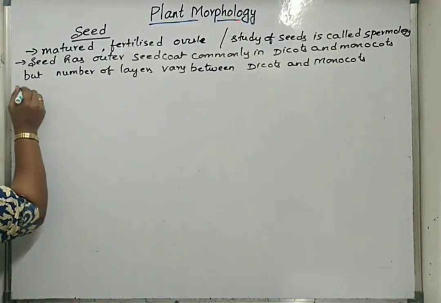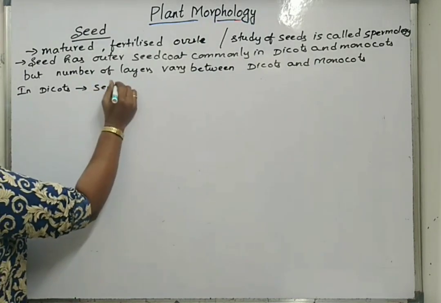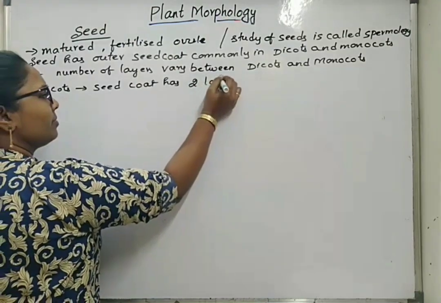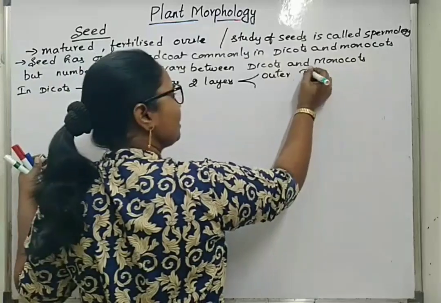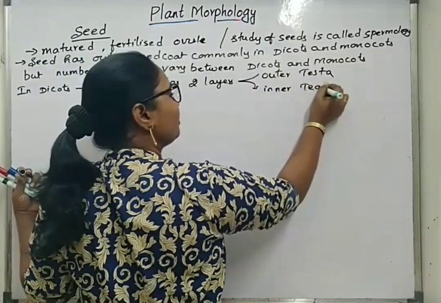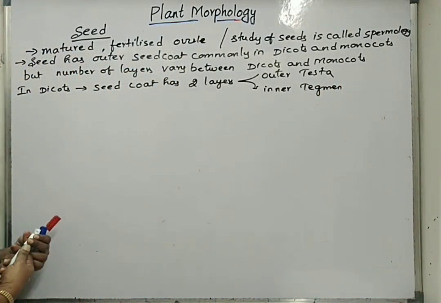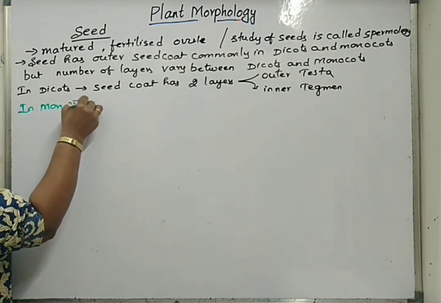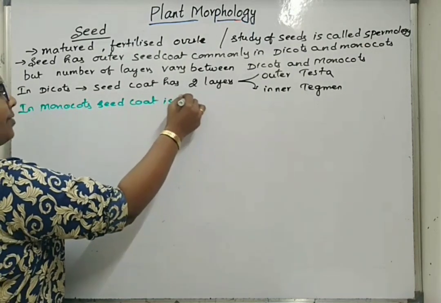In case of dicots, seed coat has two layers. That is outer testa and inner tegmen. In case of monocots, the seed coat is fused with the pericarp.